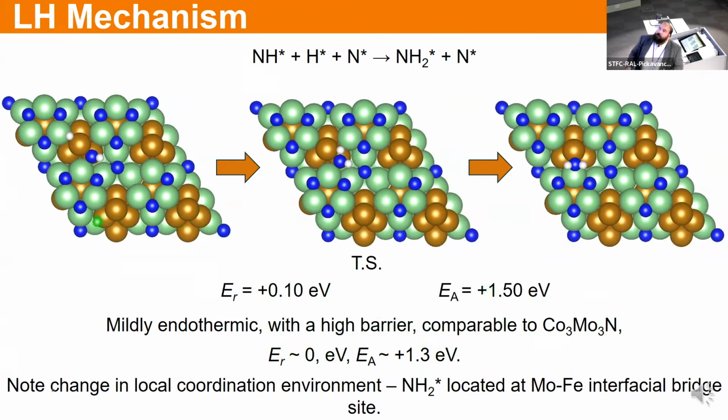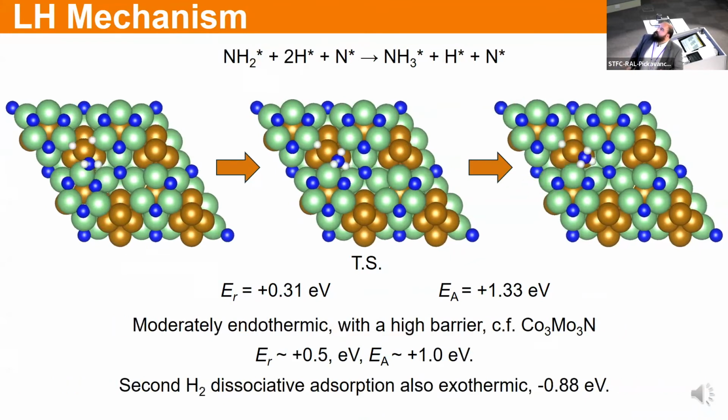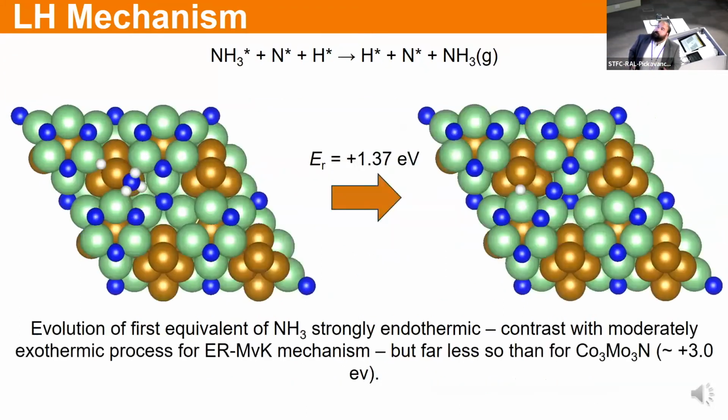And we see that the nitrogen molecule switches its coordination by this kind of iron molybdenum bridging site. And the third hydrogenation process, again, we see quite a high barrier, endothermic, and again, pretty comparable behavior for the cobalt molybdenum nitride. So you can see this is a clear challenge from the Langmuir-Hinshelwood mechanism. All of these initial hydrogenation processes are quite activated in comparison to, sorry, the Mars van Krevelen mechanism that we saw earlier in the presentation.